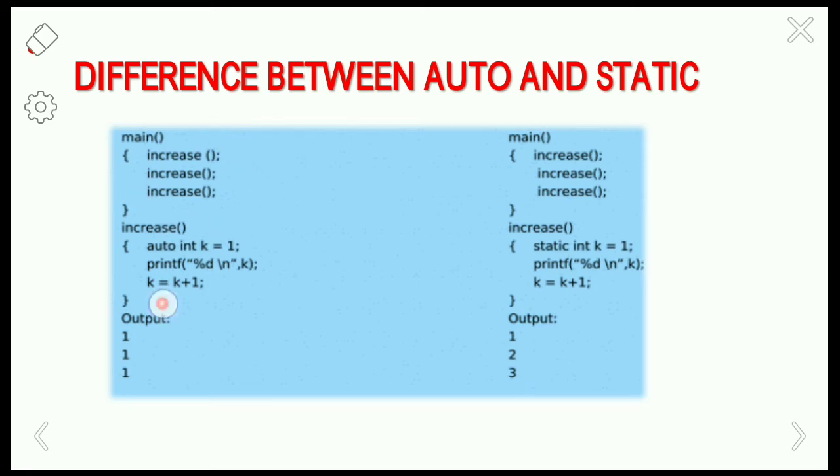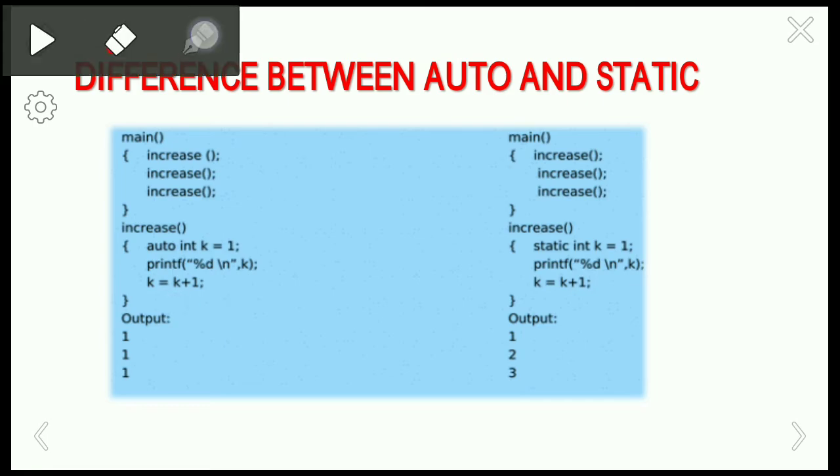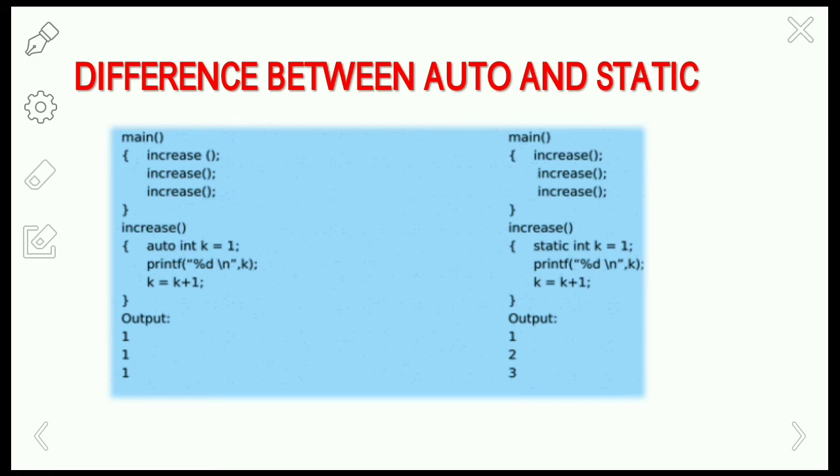So 3 times the k value gets incremented here. Okay, and if you observe the output, it will be 1 only. So the first time the increase function is called, k equals 1 and k is 1 is printed in the output. After that, k equals k plus 1, that means the k value will get incremented. So now the k will become 2.